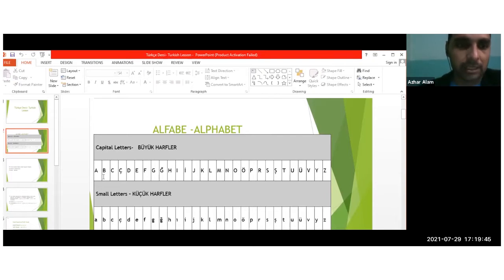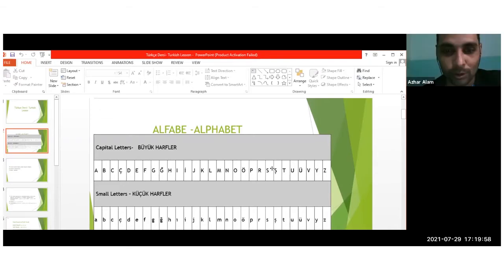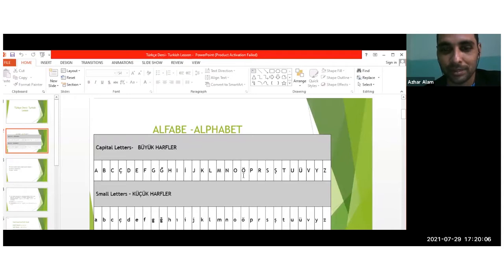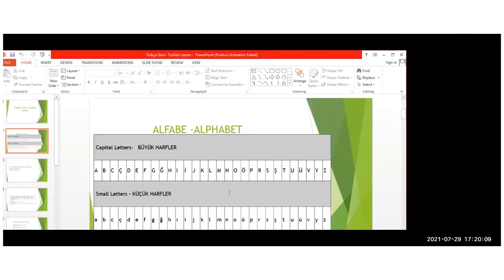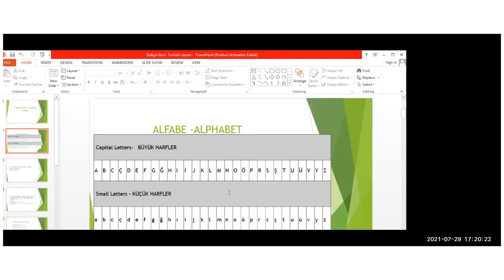We should remember that it is very similar to English, but we do not have three letters that we have in English. Like X, no X. W, no W. And one more letter, Q. So in Turkish, we do not have Q, W, and X. English has 26 letters. Turkish has 29. So Turkish has three more letters.